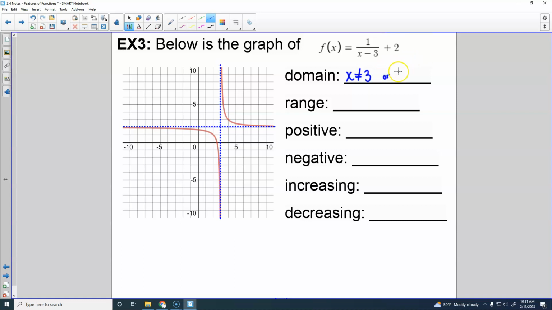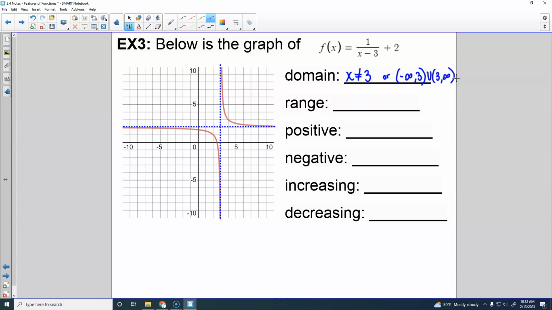Or if you're using interval notation, you would go from negative infinity to 3, use a parenthesis so it's not included, and join that with 3 to infinity. I do prefer inequality notation, because you can just put x does not equal 3. But you need to be familiar with both because you'll see these as multiple choice, so I might use either. You'll notice that the point that you cannot have is where your vertical asymptote is. x equals 3 would be your vertical asymptote.